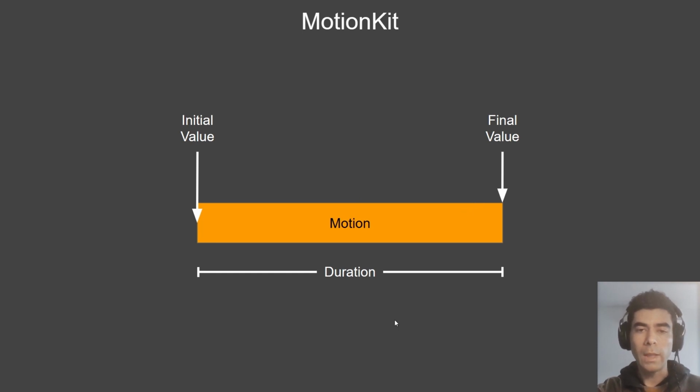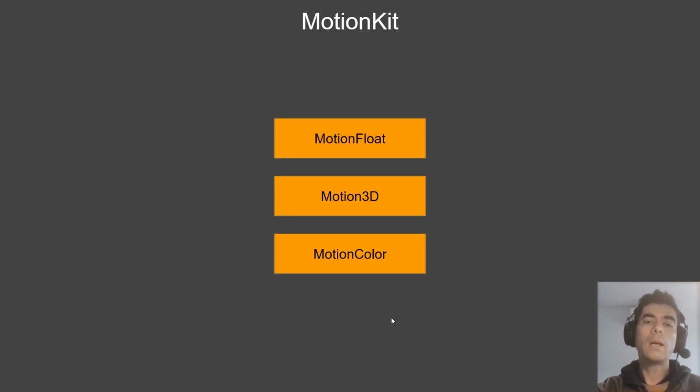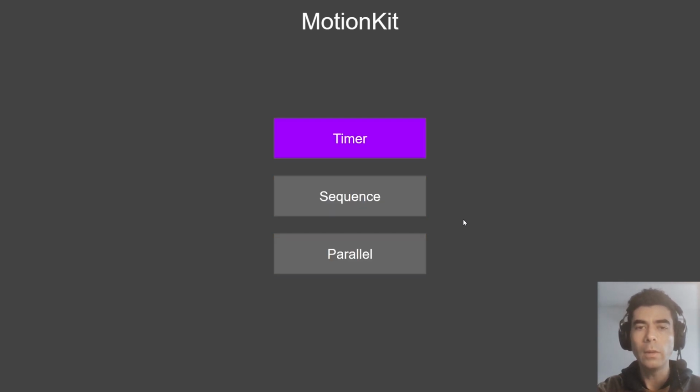So yeah, the Motion Kit handles three different types of values, which is float, motion 3D, and motion color. In float, for example, you could animate the volume of an audio source. With motion 3D, you can animate, of course, positions, scales, rotation. With motion color, you can animate any property that has color values.